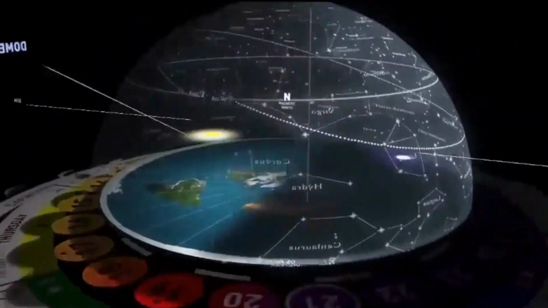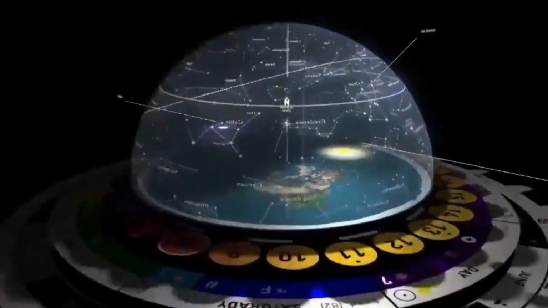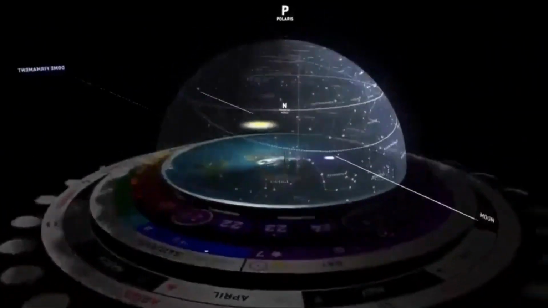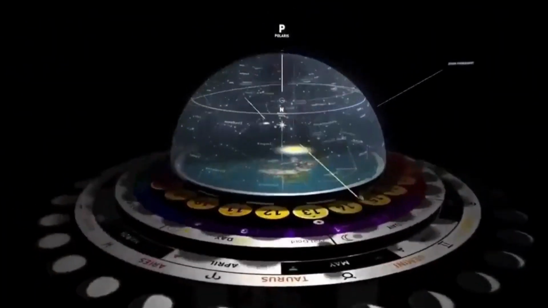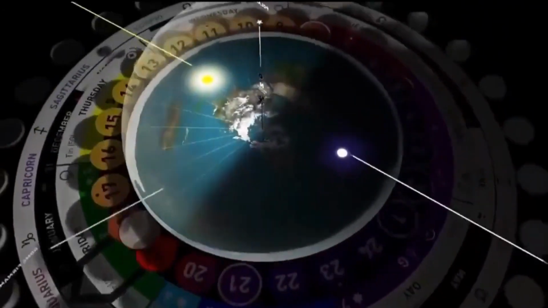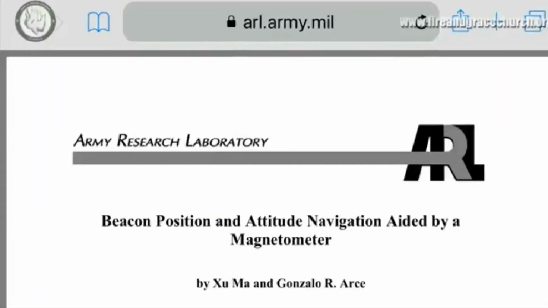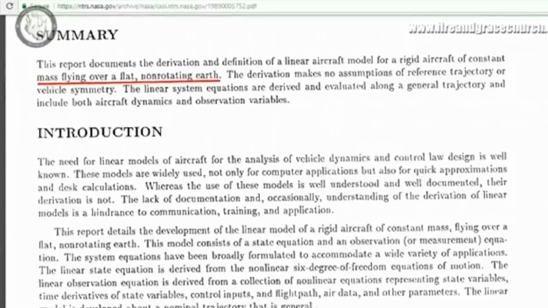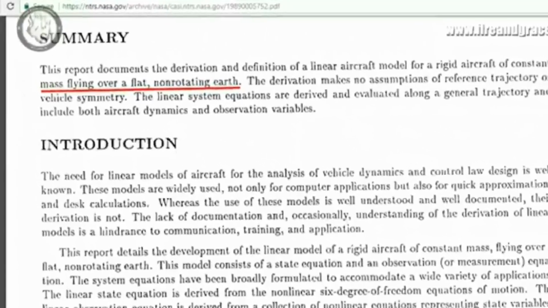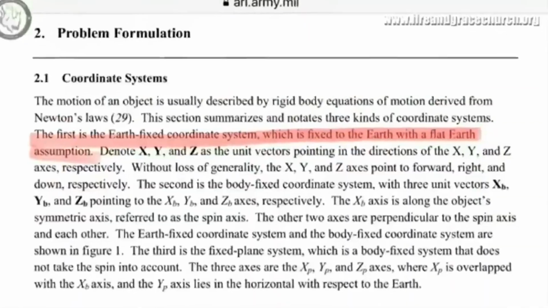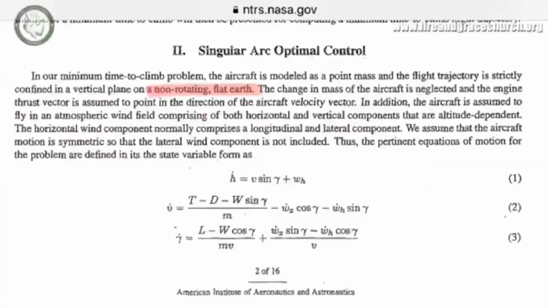So why are there so many government documents assuming a flat, non-rotating Earth? Because in fact Earth is flat. Check this out. This is a NASA technical manual. MIT, the Army Research Laboratory, flying over a flat, non-rotating Earth. Flat Earth with a flat Earth assumption.